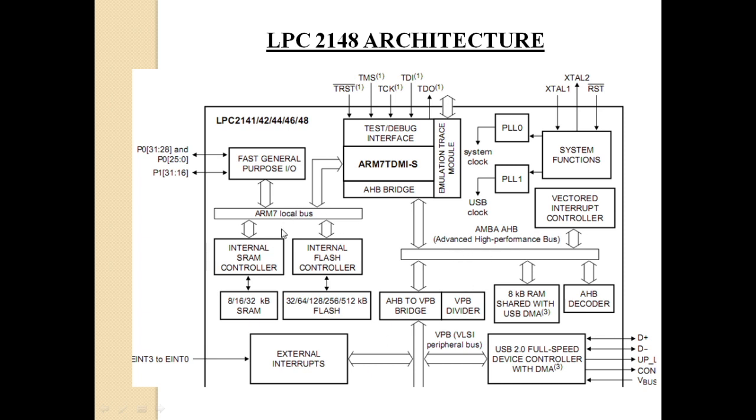And what are the peripherals connected to the ARM7 local bus? RAM, SRAM and flash controllers, and a special peripheral known as fast general purpose IO. There is a normal general purpose IO known as GPIO. This is a fast bus, around 2.5 times faster than the normal GPIO. That is known as fast general purpose IO. It is directly connected to the ARM7 local bus, but the normal GPIO will be connected to the VPB bus. Right. So in addition to fast GPIO, you have the SRAM controller and flash controller connected to the local bus because they are very important.